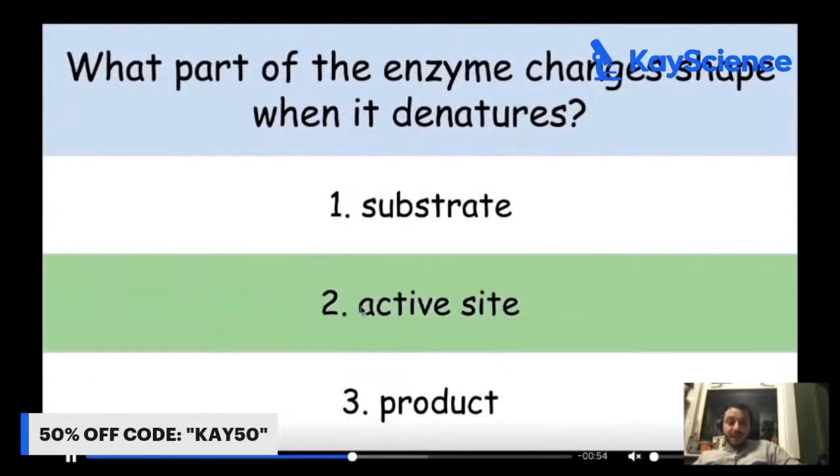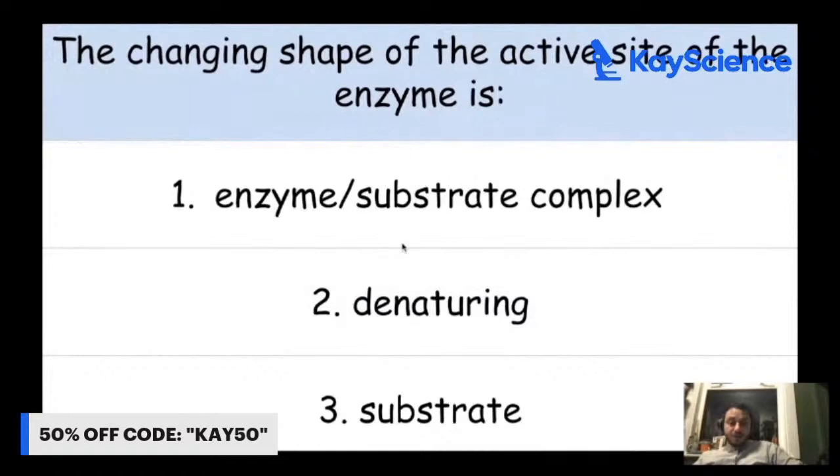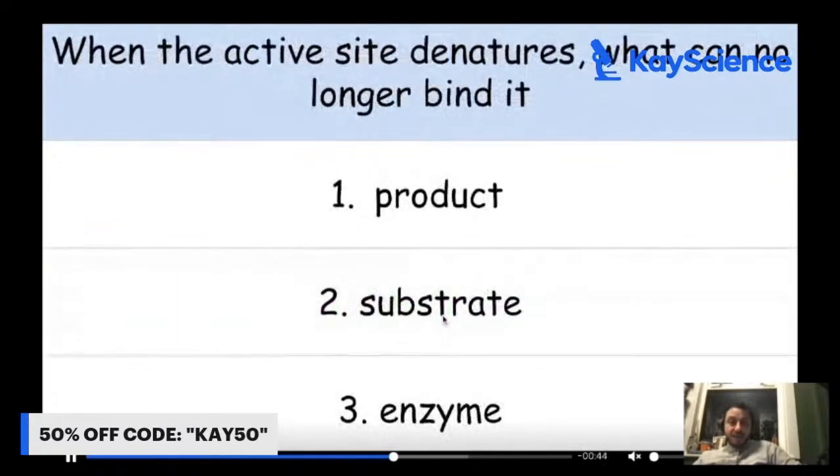That's going to be the active site. The changing shape of the active site of an enzyme is called, this one's quite easy, denaturing. Denaturing is when the active site changes shape.